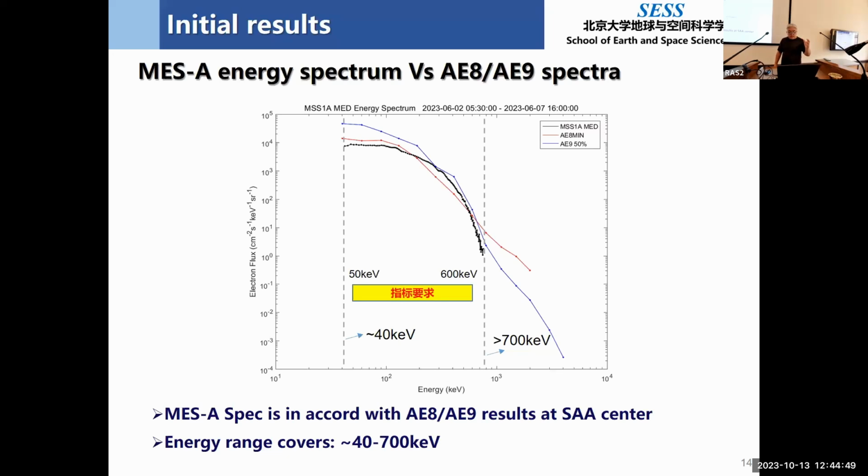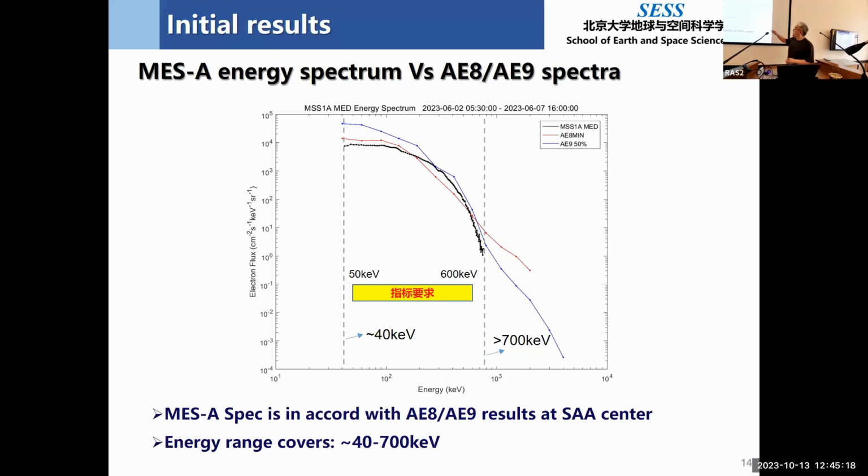So generally the MES spectrum is in accord with the radiation belt models. It's averaged over the spectrum at the SAA center. And besides, we can also see the energy range of our instrument.